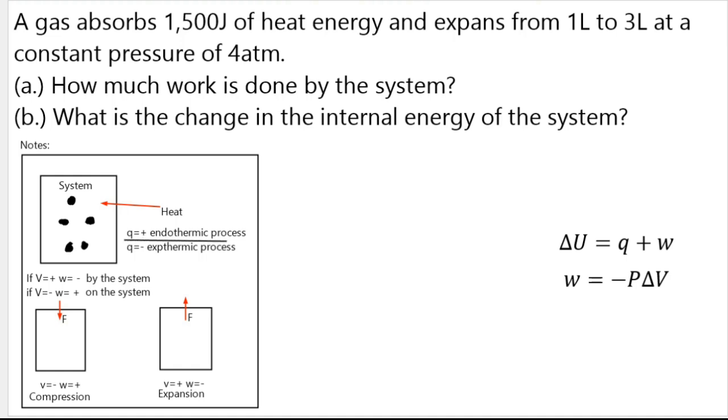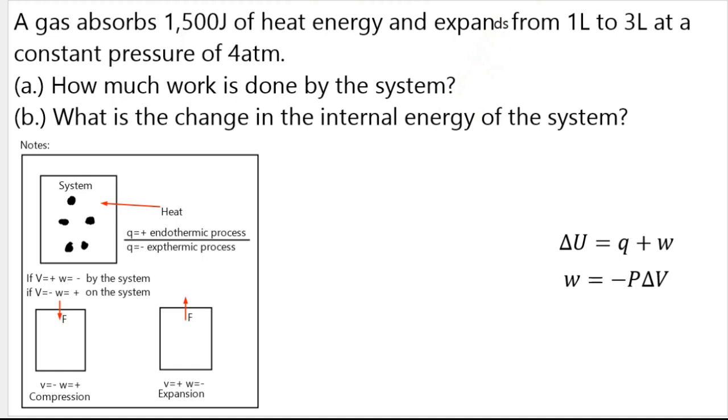So let's just take down some notes. We have here the system, and there's heat going into that system. That means it is an endothermic process, and the heat absorbed by the gas is positive. If the system is releasing some energy, then it will be negative, and it will be an exothermic process. So let's discuss expansion.